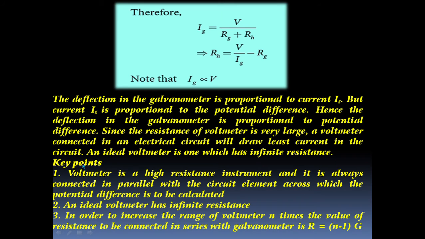So, the key points of the voltmeter, galvanometer converted to voltmeter: the first point is that a voltmeter is a high resistance instrument and it is always connected in parallel with the circuit element across which the potential difference is to be calculated. Second point, an ideal voltmeter has infinite resistance, meaning very large resistance. The third point is, in order to increase the range of the voltmeter n times, the resistance to be connected in series with the galvanometer is R equal to (n minus 1) into G. This formula is very important for your objective type questions.